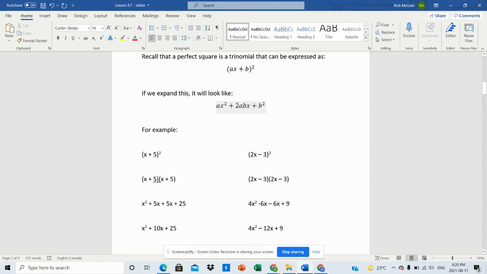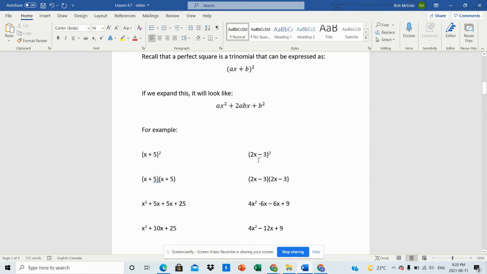If we look up here, we see our middle term should be 2 times a times b, and then we add the x in. So in this case, a is 1, b is 5. So we've got 2 times 1 times 5, which is going to give us 10. So that's how we got this term. We use 2 times a times b. And I'll be using that in some other examples.